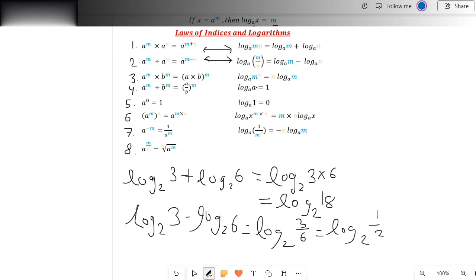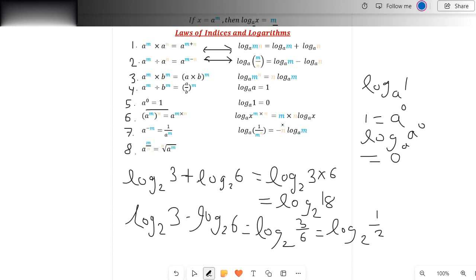For the third rule, we have log base a of m to the power n. So we can also rewrite that as n multiplied with log base a of m. For the fourth rule, we have log base a of a will be 1. And similarly, log base a of 1 will be 0. Because if we had log base a of 1, 1 can be written as a to the power 0, according to the fifth rule of the indices. Therefore, we can also write that as log base a of a to the power 0, and so we can write that as 0.